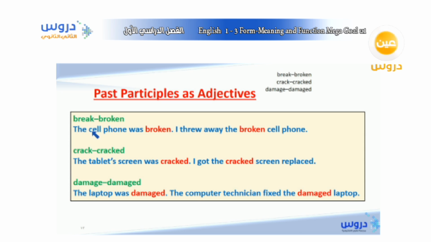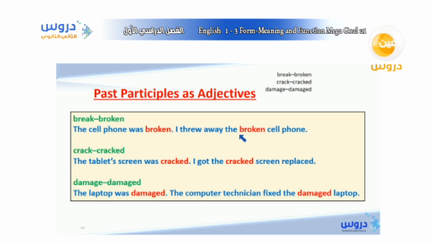Now we are going to talk about past participle as adjectives. We deal with them as adjectives, as if they are adjectives. For example, break, broken. The cell phone was broken. I throw away the broken cell phone.